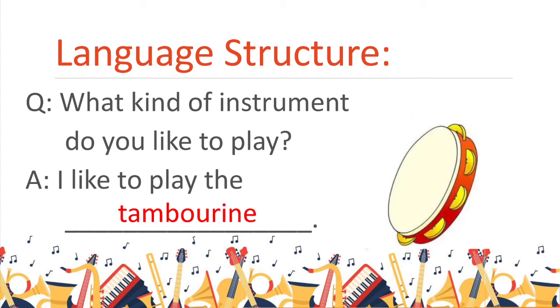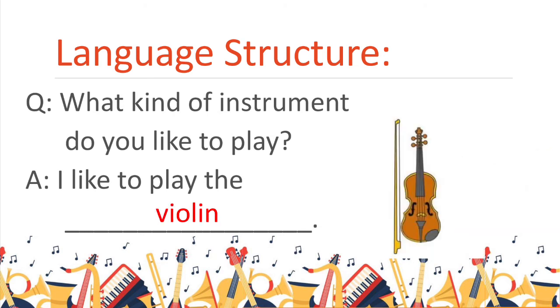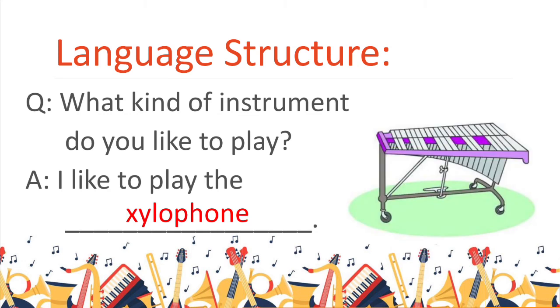Question, what kind of instrument do you like to play? Answer, I like to play the tambourine. Question, what kind of instrument do you like to play? Answer, I like to play the trumpet. Question, what kind of instrument do you like to play? Answer, I like to play the violin. What kind of instrument do you like to play? Answer, I like to play the xylophone.